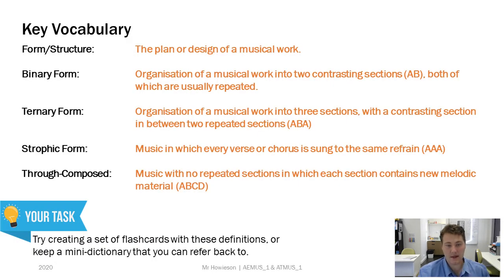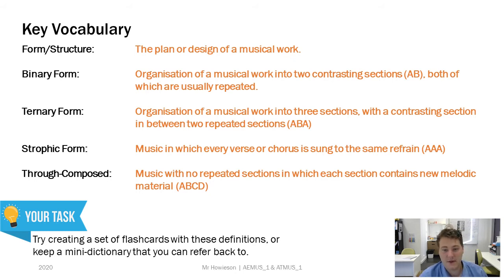So, some key vocabulary that you need to know for this lesson. Form or structure is the plan or design of a musical work, so how we put it together. Binary form is the organisation of a musical work into two contrasting sections, labelled A, B, both of which are usually repeated. Ternary form is the organisation of a musical work into three sections, with a contrasting section between two repeated sections. So you have A, B, A. It will make a little bit more sense when we look at it later on.